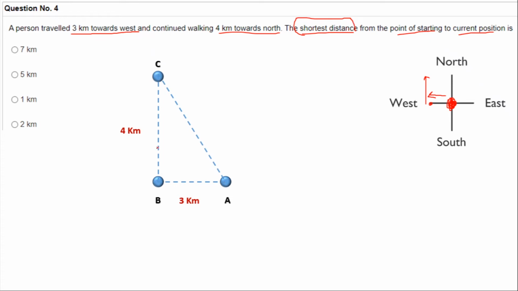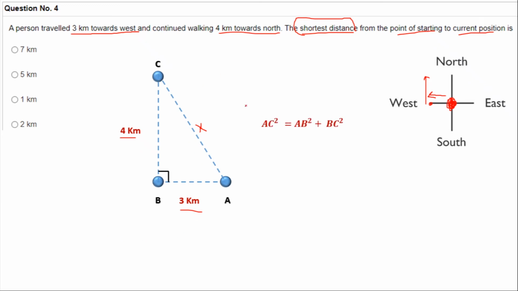If we take this direction AB and then BC, the distance you have to travel will be 4 plus 3, that is 7 kilometers. So that is not the shortest distance. The shortest distance is A to C or C to A. As we can see, this actually forms a right angle triangle with a 90-degree angle. This particular distance is actually the hypotenuse of your right angle triangle, and whenever you see such a diagram, you always need to remember the famous Pythagoras theorem.